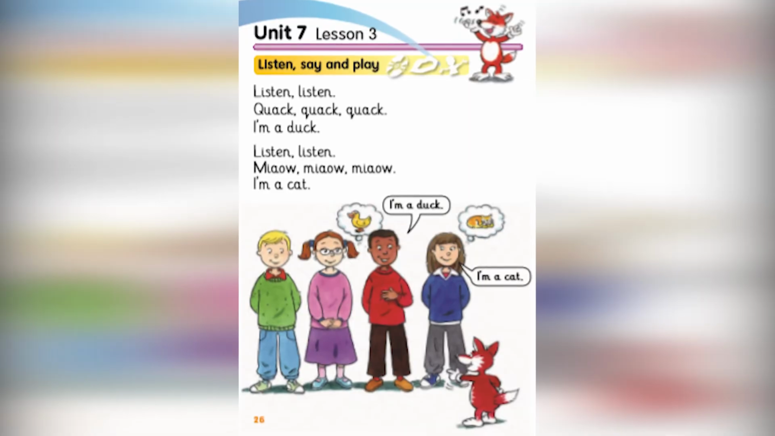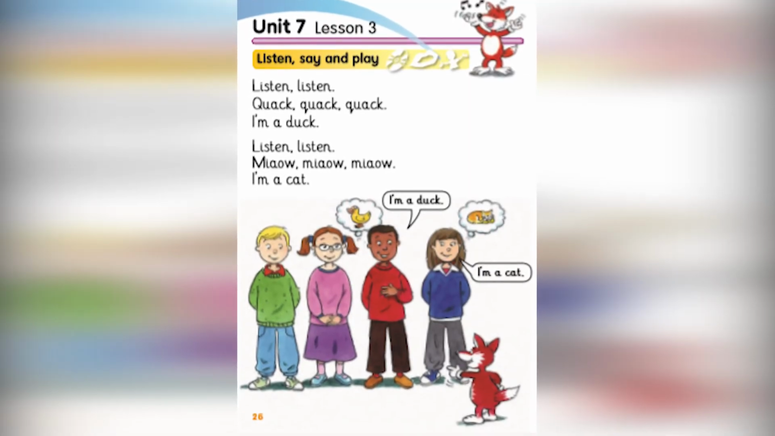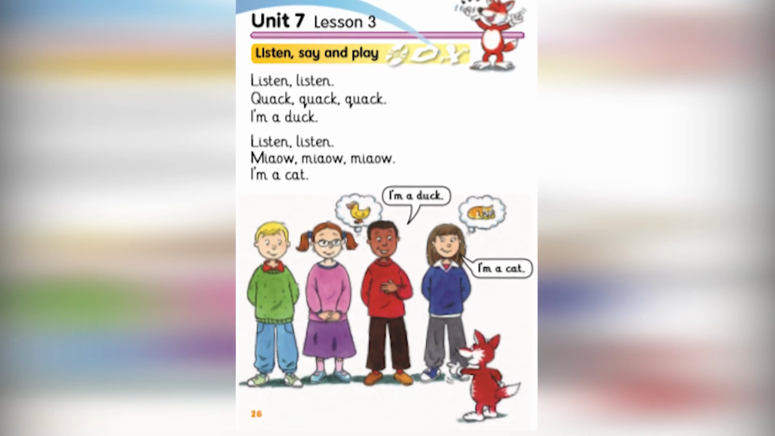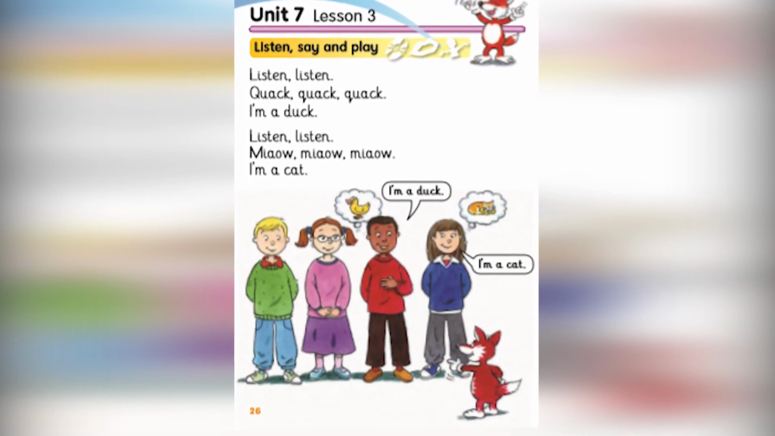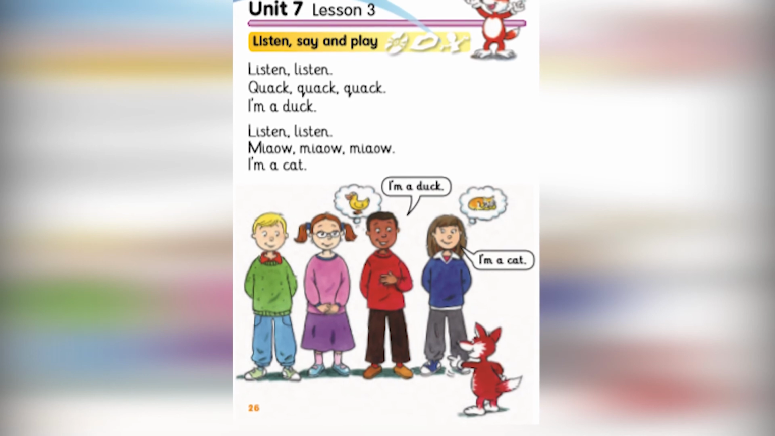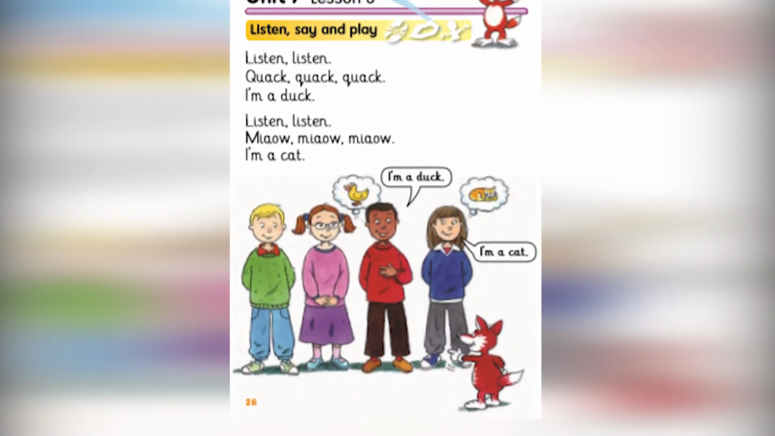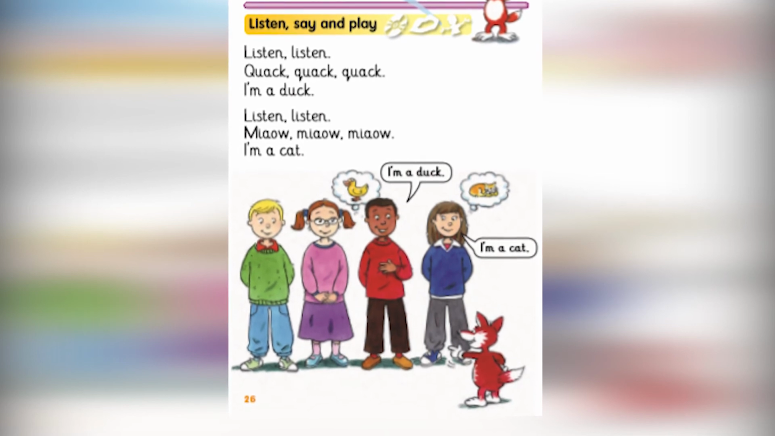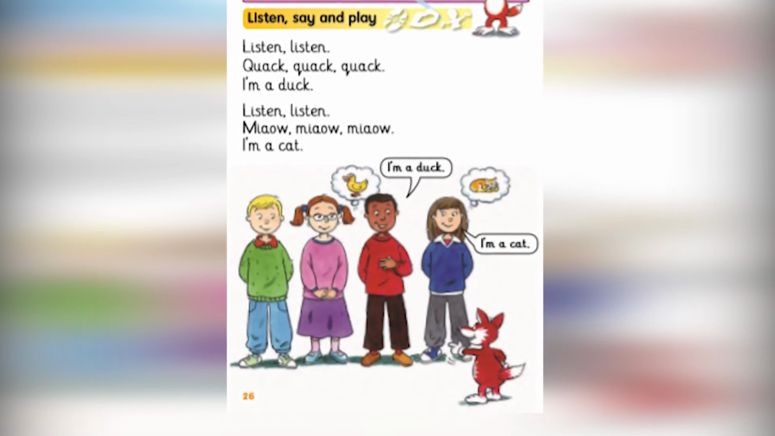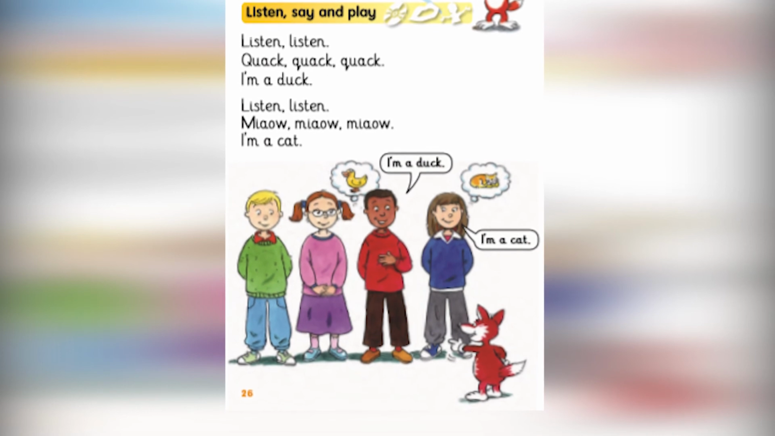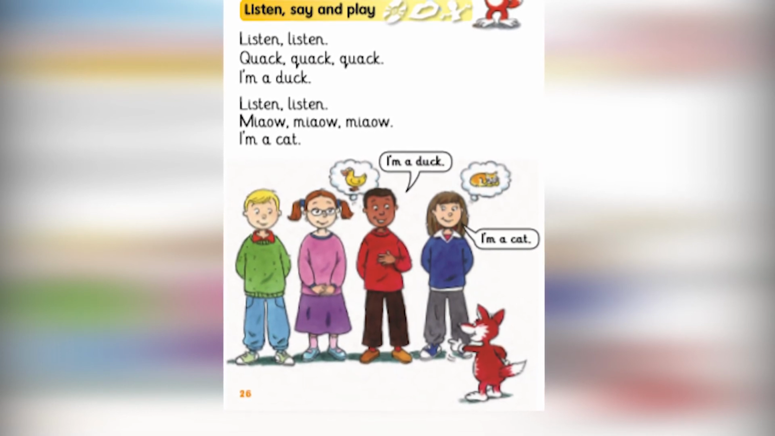Students' Book, Unit 7, Lesson 3. Listen, say, and play. Listen, listen, quack, quack, quack. I'm a duck. Listen, listen, meow, meow, meow. I'm a cat.